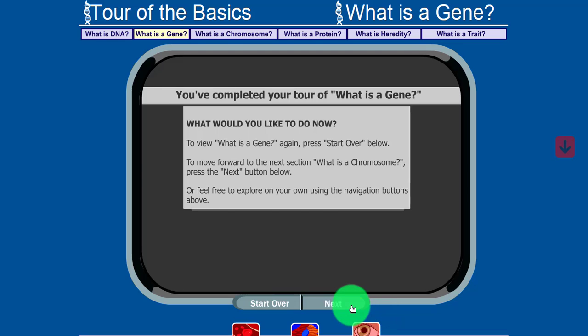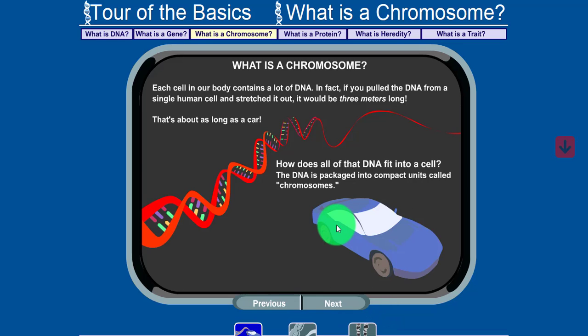What are chromosomes? Each cell in our body contains a lot of DNA. In fact, if you pulled the DNA from a single human cell and stretched it out, it would be 3 meters long. That's about as long as a car. How does all the DNA fit into a cell?